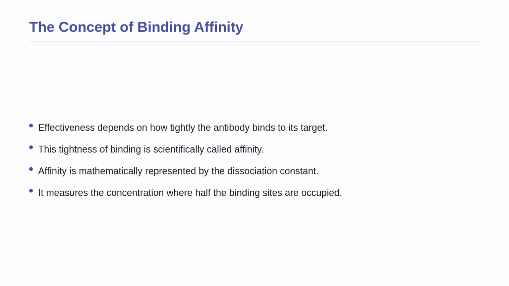To quantify this, scientists use a mathematical representation called the dissociation constant. Conceptually, the dissociation constant tells us the exact concentration at which half of the antibody binding sites are successfully occupied by the antigen. Let us look at how we calculate this.